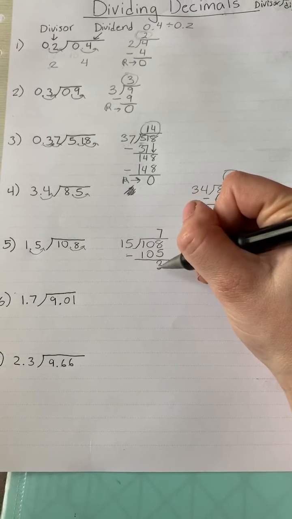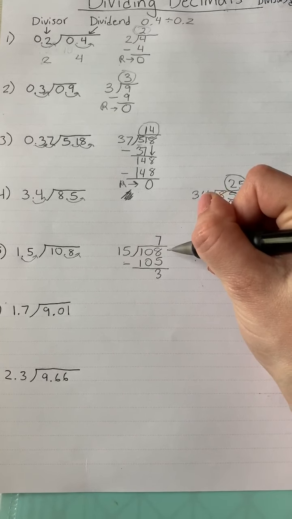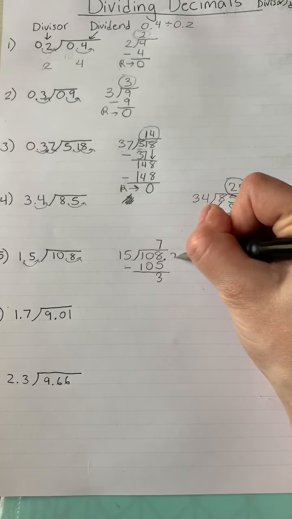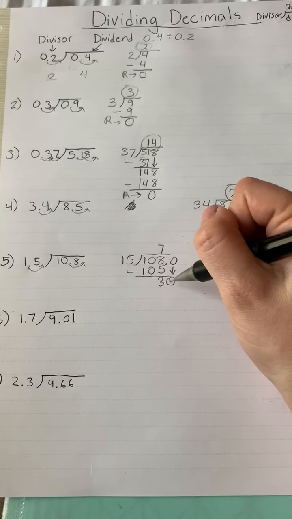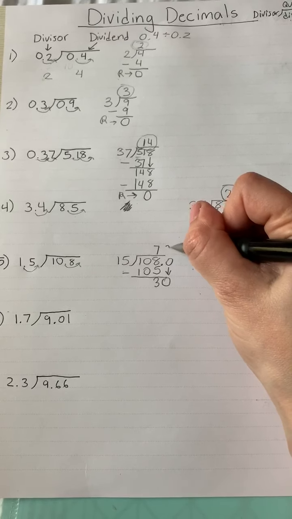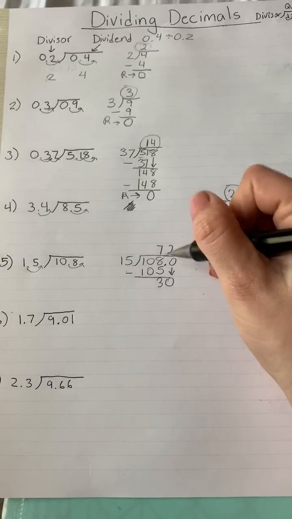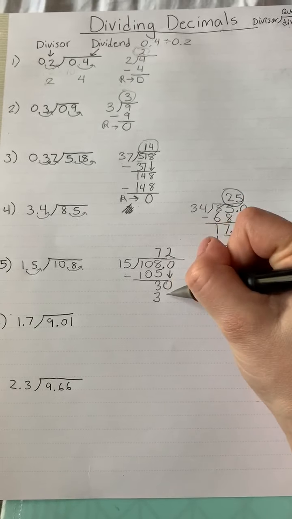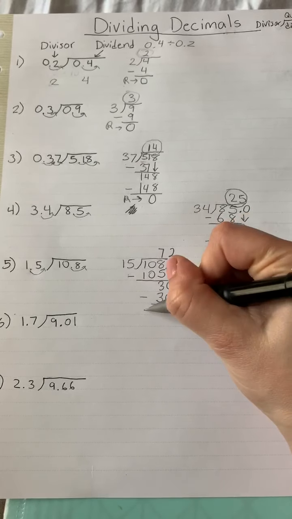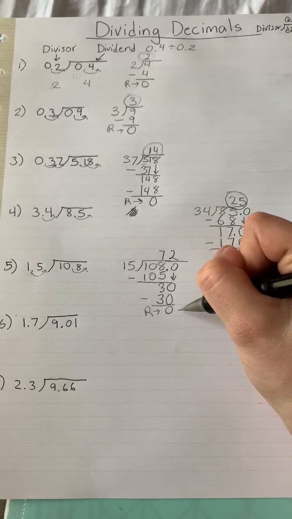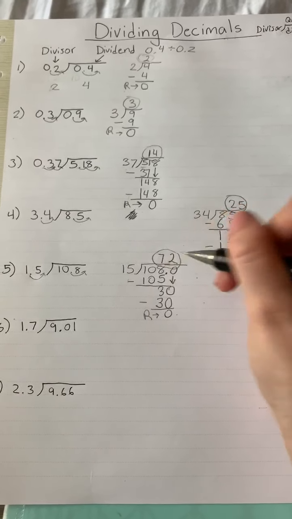This isn't a 0 yet, so we have to keep going. So we're going to put a decimal and put a 0. We're going to drop it down, making this 30. 15 goes into 30 2 times. 15 times 2 is 30. 30 minus 30 is 0. We have a remainder of 0, so we know we're done. So our answer is 7.2.